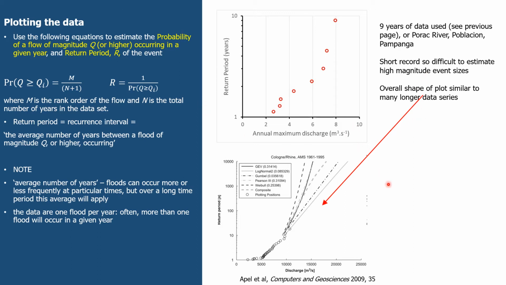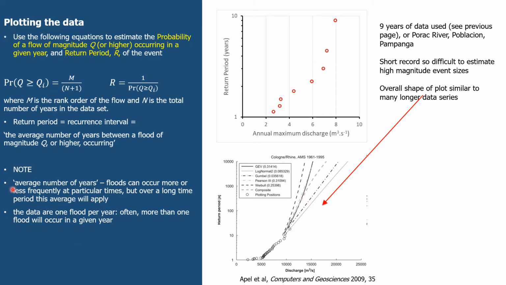At the bottom, we see a similar shape relationship. This comes from data on the River Rhine in Germany and is data from 35 years, so it's a longer data series, again you see a straight line tending to become a little bit steeper at the top. And then these grey and black lines of different types are fitting different statistical distributions to these data to try to make better predictions of the high magnitude event. So we'll look at how we use these sorts of distributions in subsequent slides.